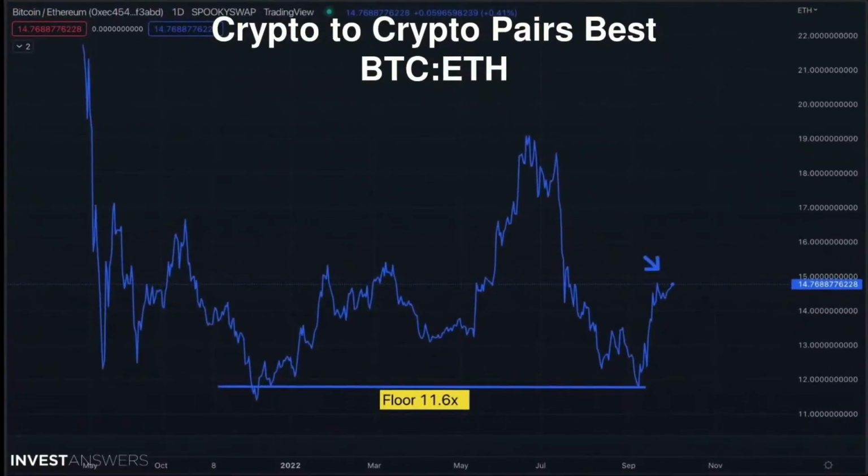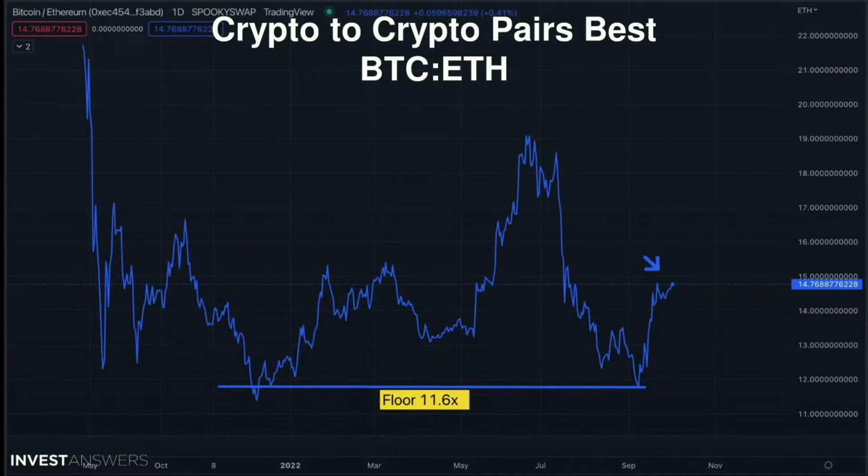So let's look at some examples of how I like to look at the markets in pair trade. First of all, crypto to crypto pairs are always best. This is Bitcoin to ETH. You can see here I've drawn in a very clear floor of 11.6. That's the number of ETH per Bitcoin. Anytime you see that, that is a good time to jump in.